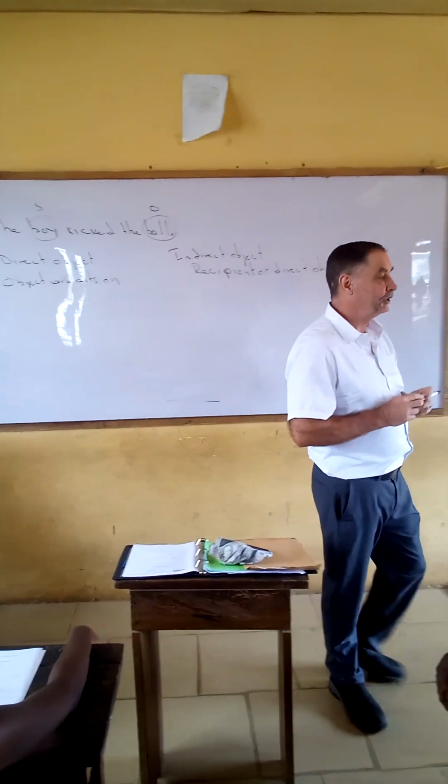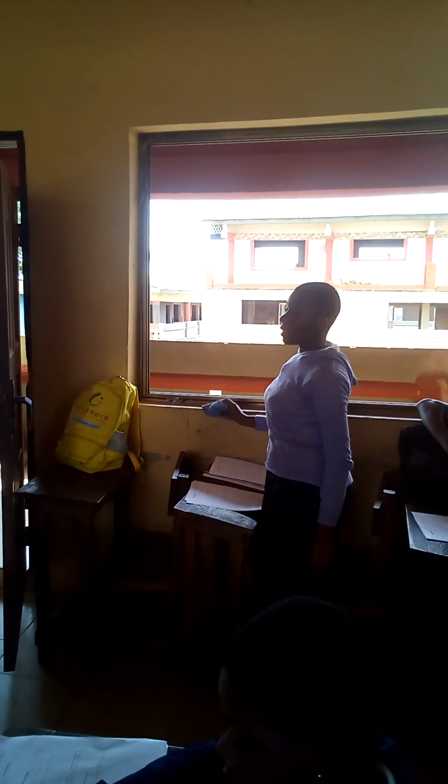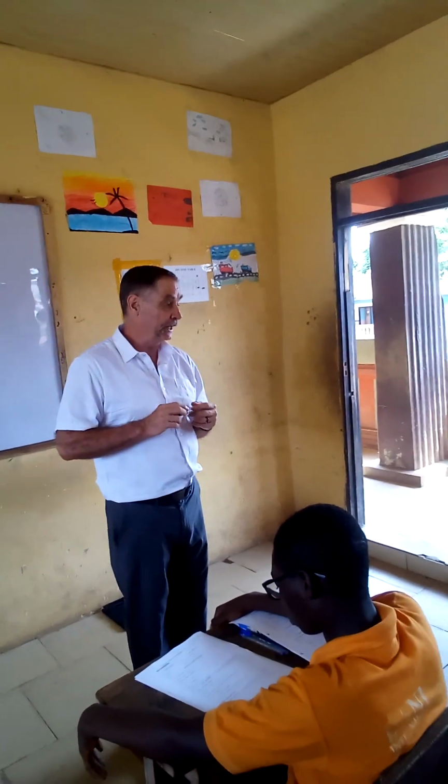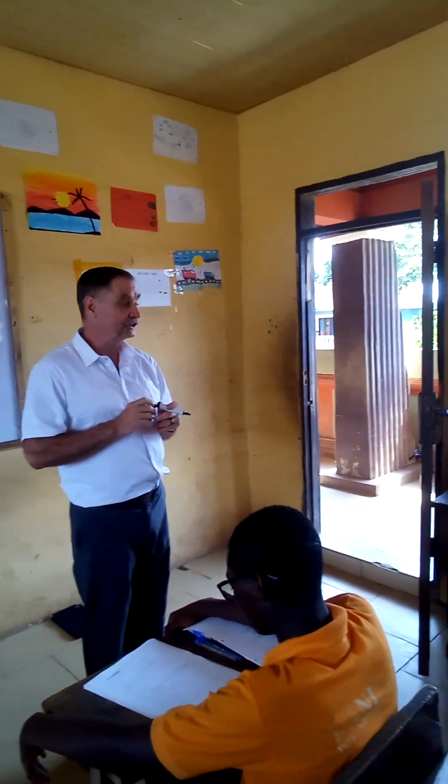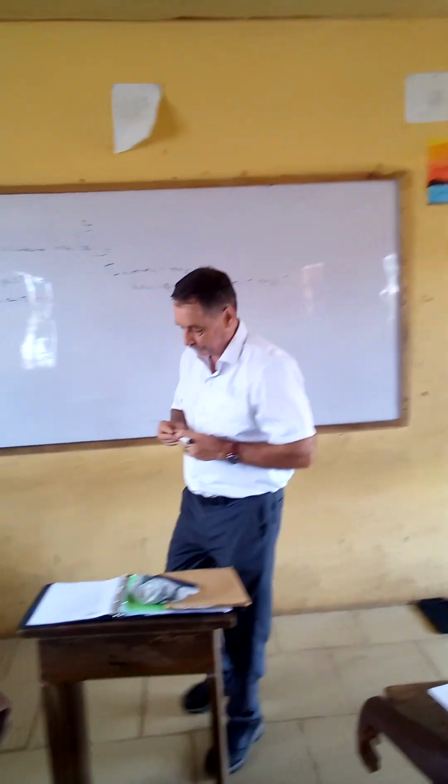So what is the direct object? No. No. What did the cat bring? Mouse. So that's the direct object. And who did she bring it to? The kitten. So that's the indirect object.